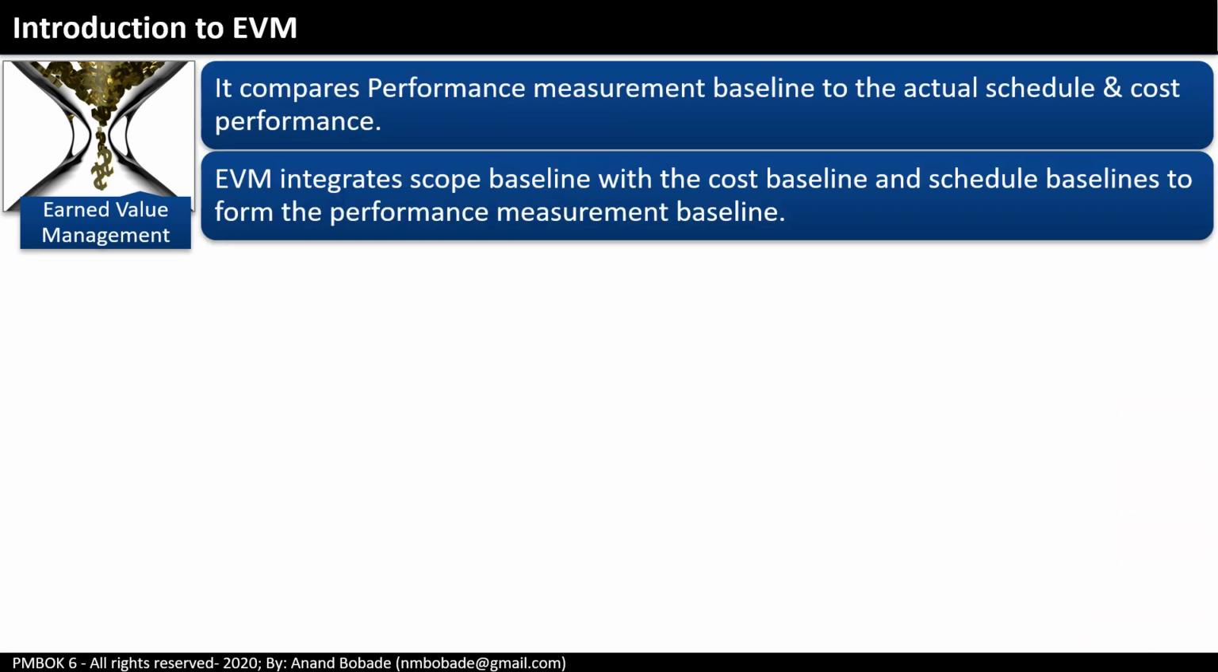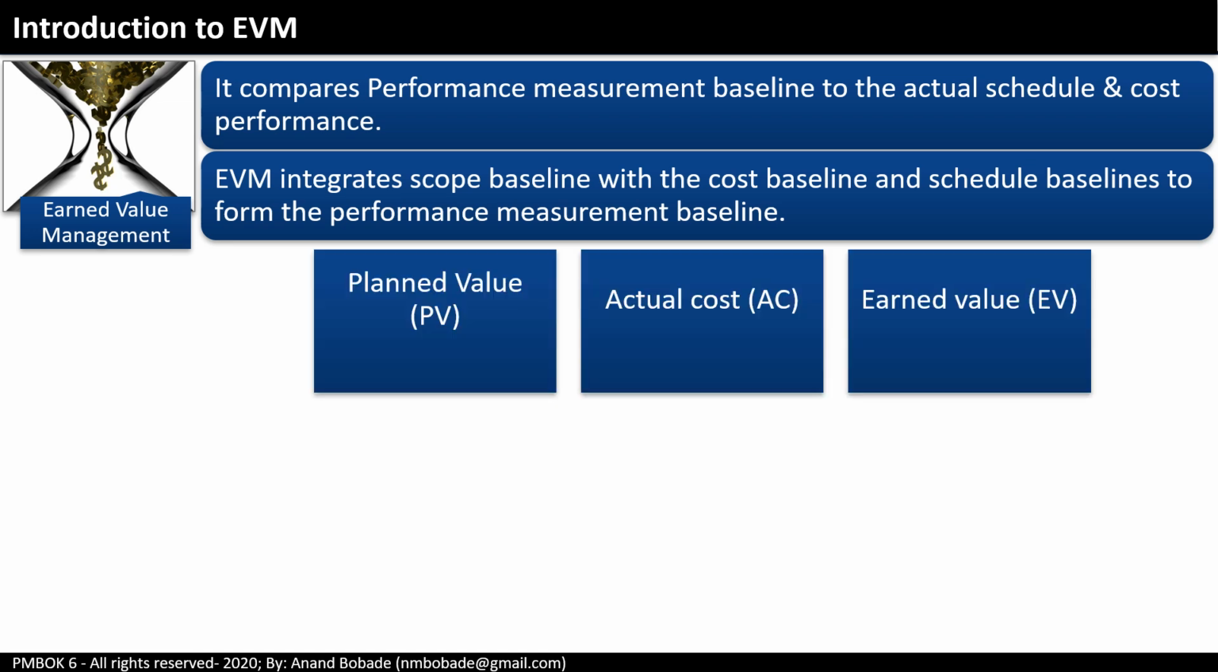EVM is a technique that helps project managers analyze project performance. It does this by comparing the performance measurement baseline against actual cost and schedule performance. It integrates the scope baseline, cost baseline, and schedule baseline to form what we call the performance measurement baseline. And to really understand EVM, we must first understand three key terms: planned value or PV, actual cost or AC, and earned value or EV. Let's explore these terms through examples.